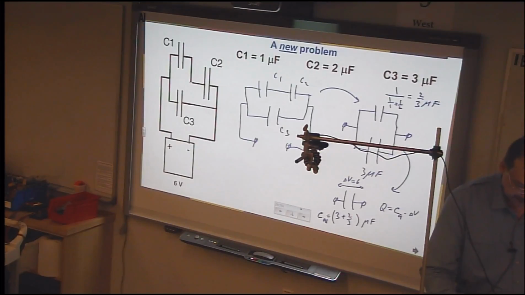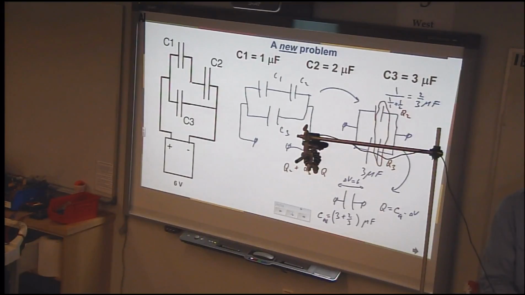But this charge actually should split between these Q1, Q2, Q3, and Q2 and Q3 together should be equal to that Q, a law of conservation of charge.